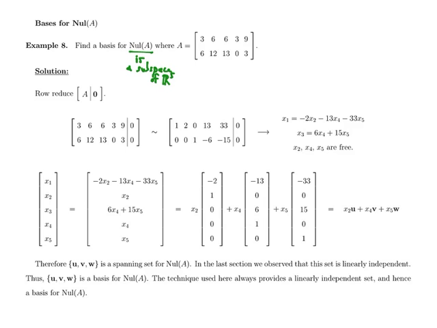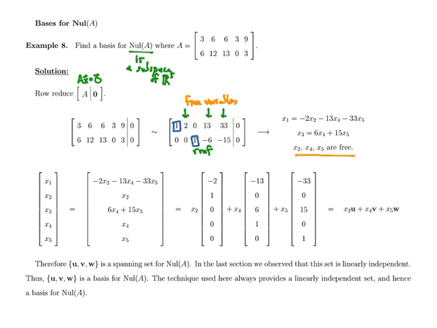All right, so to do this, we're going to row reduce the augmented matrix corresponding to Ax equals 0, the homogeneous equation. And if we do that, we get this matrix in row reduced echelon form. And here we have 2 pivot columns, and the rest are free variables: x2, x4, x5. Those two equations we can rewrite as x1 equals negative 2x2 minus 13x4 minus 33x5, and x3 equals 6x4 plus 15x5, and again, x2, x4, and x5 are free variables.